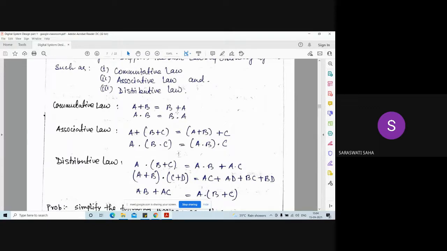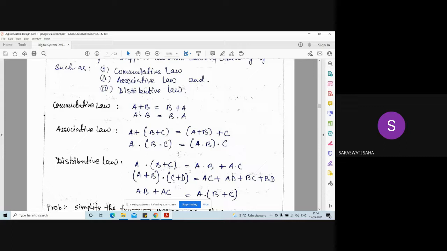You can verify this expression with the help of a truth table. Taking the left hand side, you will get an output truth table. And if you take this in this form, B plus A, you will get the truth table for that. And after getting these two truth tables, it will show that both truth tables show the same results.